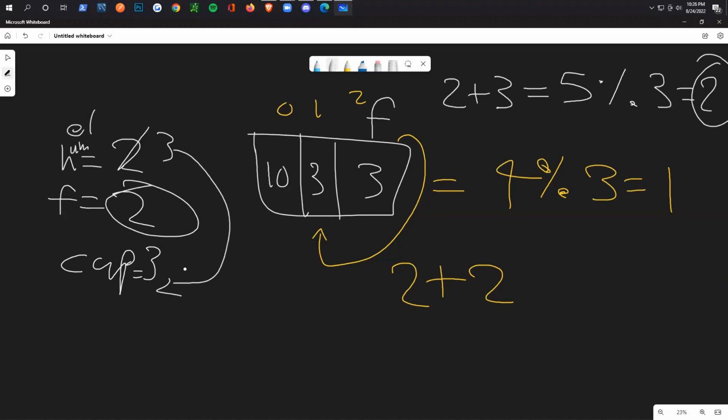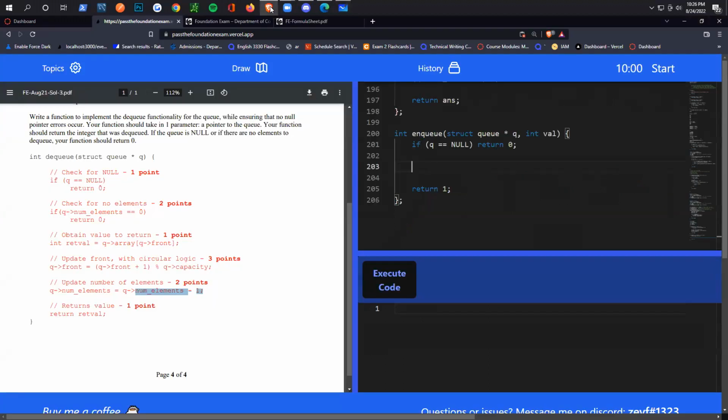And that's kind of the way the whole circular logic works for OnQ. You're just going to do the front plus the number of elements, mod by the capacity, and place it in that location. So that was a pretty quick explanation, but I hope it makes sense. This is what it looks like in code real quick.